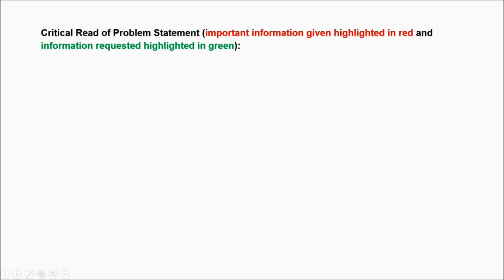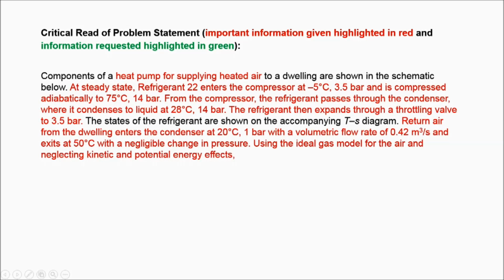First, let's do a critical read of the problem statement, highlighting in red the important information given and in green the information requested. Highlighted in red for the information provided, we have the following. Components of a heat pump for supplying heated air to a dwelling are shown in the schematic below. At steady state, refrigerant 22 enters the compressor at 25 degrees C and 3.5 bar and is compressed adiabatically to 75 degrees C and 14 bar.